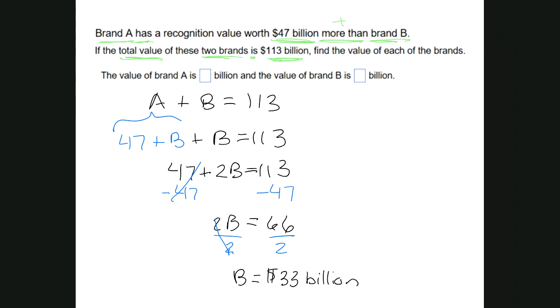So you have two ways to finish the next part. We know brand B is now $33 billion. And if you recall, brand A is equal to 47 plus B. So we can insert the $33 billion in place of that letter B, and we will get $80 billion.